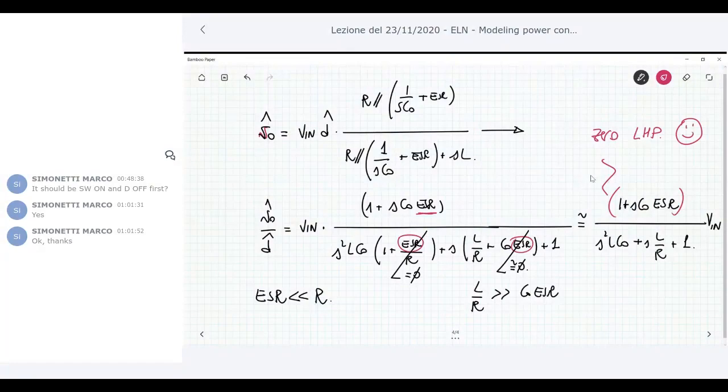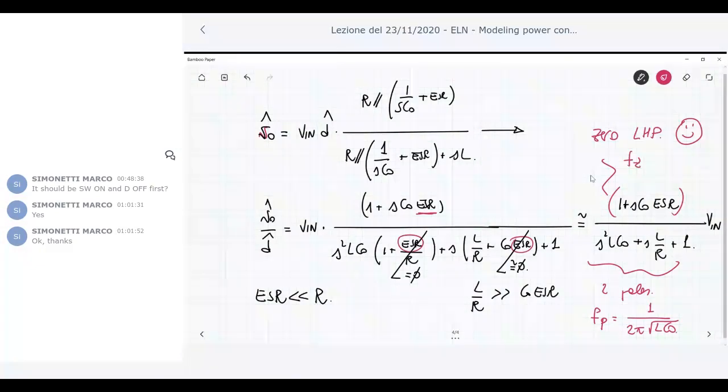Then you have 2 poles, 2 complex conjugate poles, and as you can see here, the frequency of these poles is 1 over 2 pi square root L C naught. Here the 0 is the 0 of the ESR, so sometimes you can also call it F ESR, which is 1 over 2 pi C naught ESR.